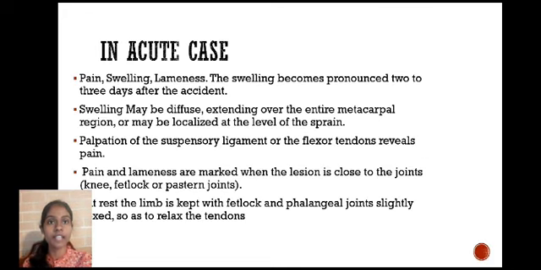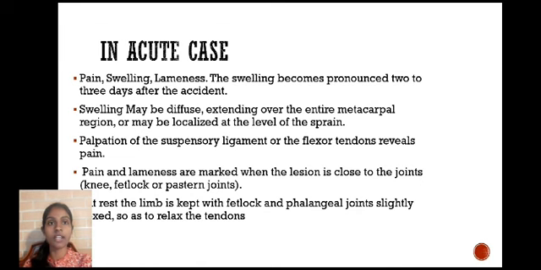In acute case, pain, swelling and lameness is usually seen. The swelling becomes pronounced 2 to 3 days after the accident. It is not pronounced immediately after the accident. Swelling may be diffuse, extending over the entire metacarpal region, or it may be localized. Palpation of the suspensory ligament or the flexor tendons reveals the pain. Pain and lameness are marked only when the lesion is close to the joints, such as knee, fetlock or any other pastern joints.